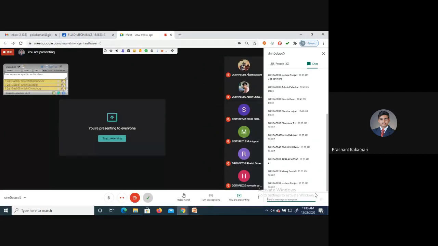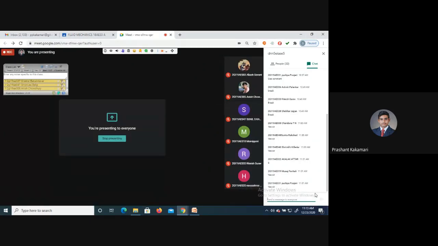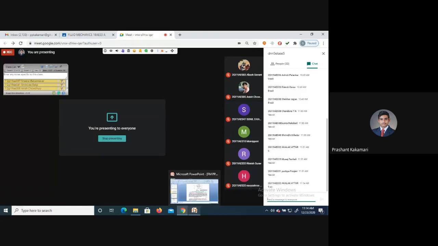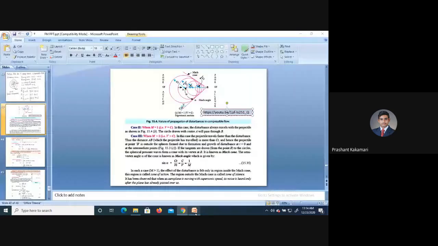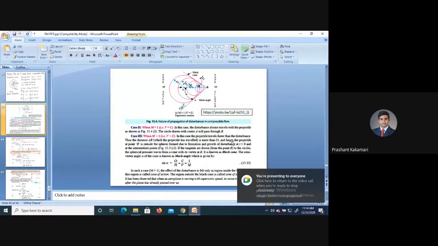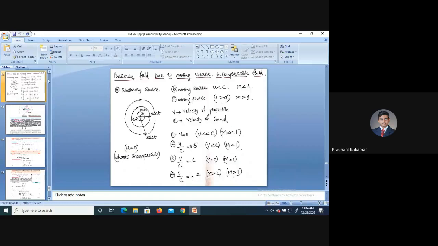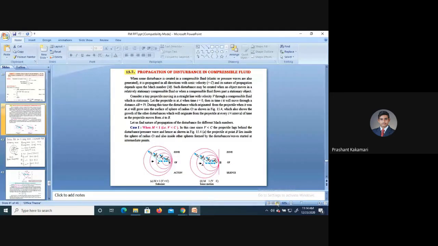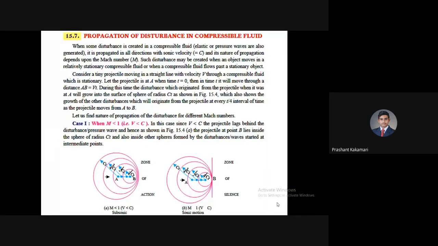Okay, I hope the video is clear to everyone, how the disturbance is going to follow depending upon the speed of the sound. Now we'll see the theory part to understand with some relations. In this theory part, they have tried to draw these circles depending upon the same theory you have just seen.